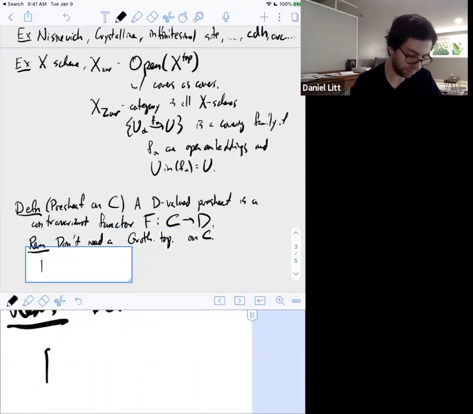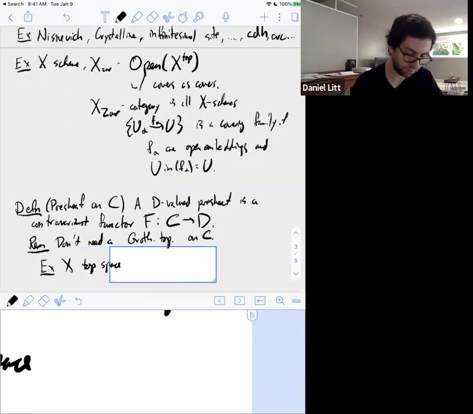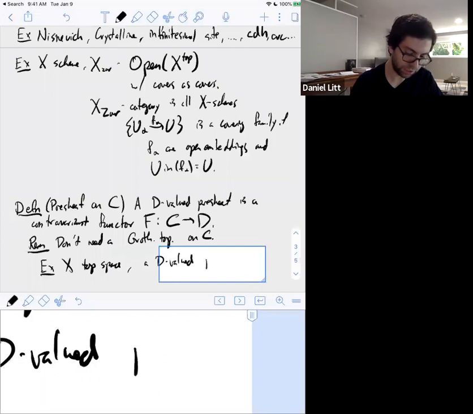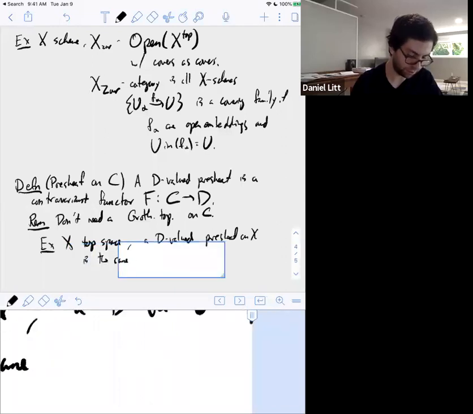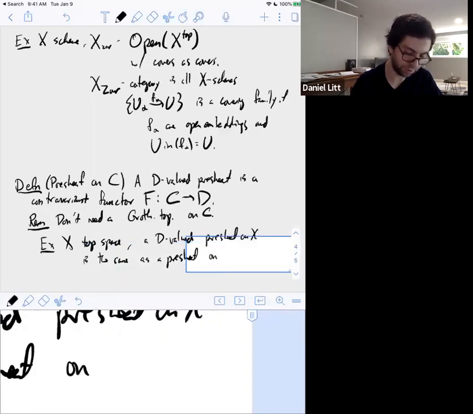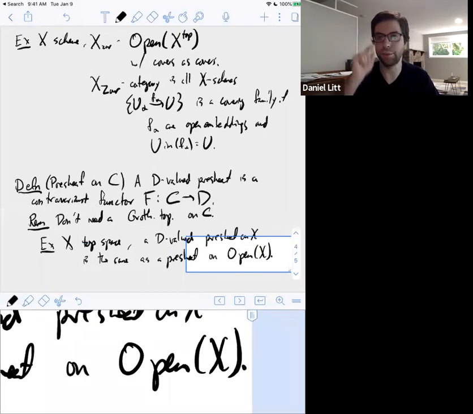Okay, and just as an example, if X is a topological space, then a D-valued pre-sheaf on X is just the same as a pre-sheaf under this definition on the category of open sets. So why is that? Well, a pre-sheaf associates to each open set some object, and then to each morphism, so each inclusion of open sets, a map on objects going the other way. Are there any questions about that?